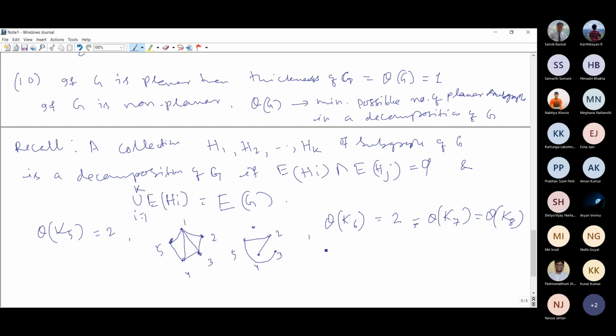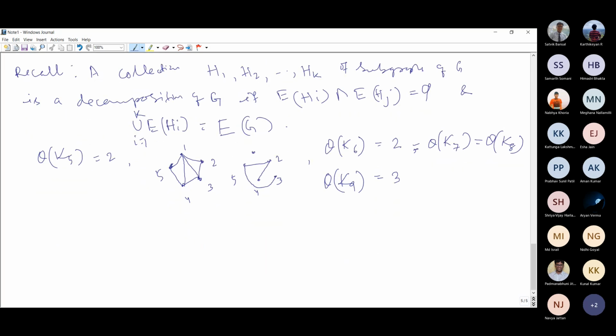However, if you go for K9, you will not be able to manage with 2 planar subgraphs. You cannot decompose it. That will be equal to 3. You verify. So this is the thickness of a graph, and this is one important concept.